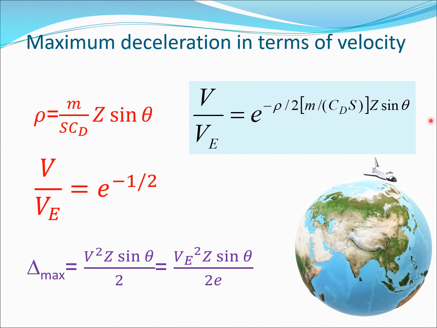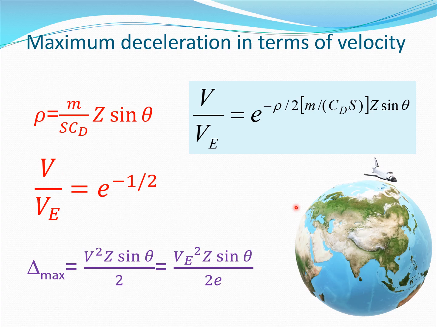So all the terms actually get cancelled out, and the only term which remains is the minus half term. So V by VB is e to the power minus half. Very compact and interesting formula which tells you that the velocity is actually changing in an exponential manner, and it's actually changing with respect to the root of the exponential manner.